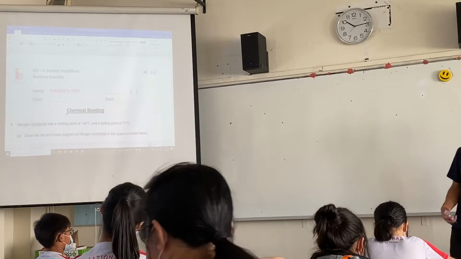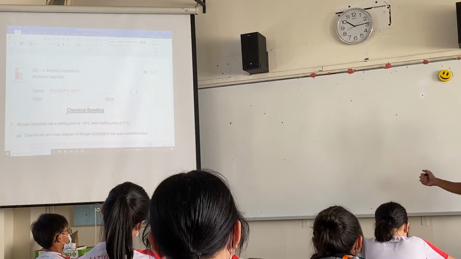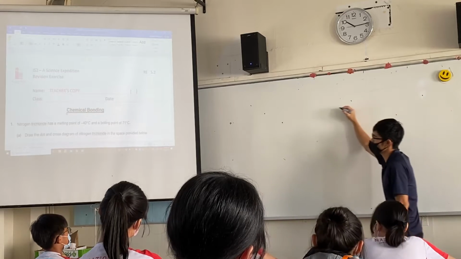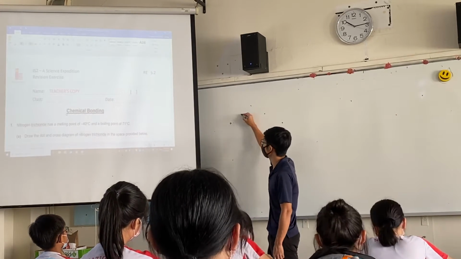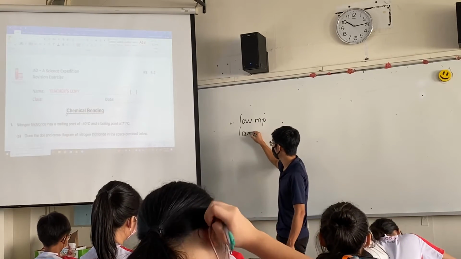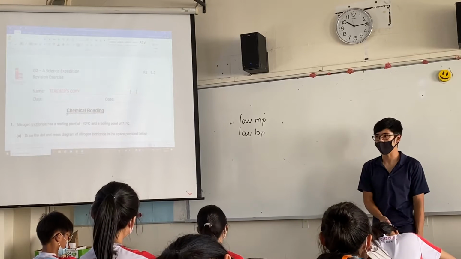Okay, 5.2. First question. Nitrogen trichloride has a melting point of minus 40 and a boiling point of 71. What does this mean? It means it has a low melting point and low boiling point.